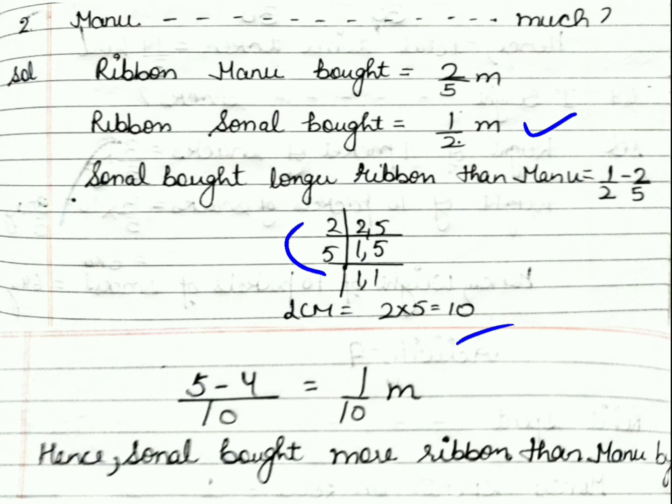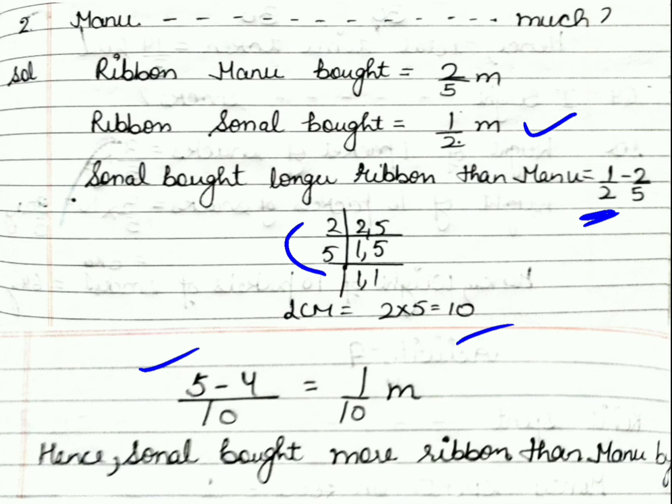So now this 10 you divide with the first fraction denominator. 2 table 10 comes at 5. So 5 ones are 5. So here you write 5. 5 table 10 comes at 2. So 2 twos are 4. So here comes 4. So 1 by 10 meter.